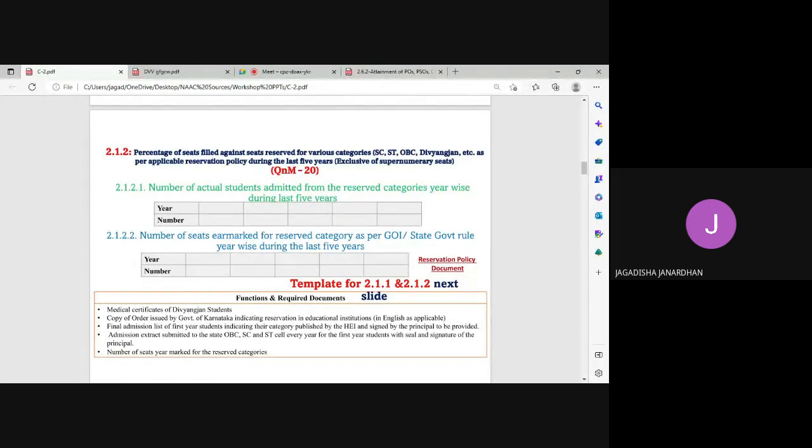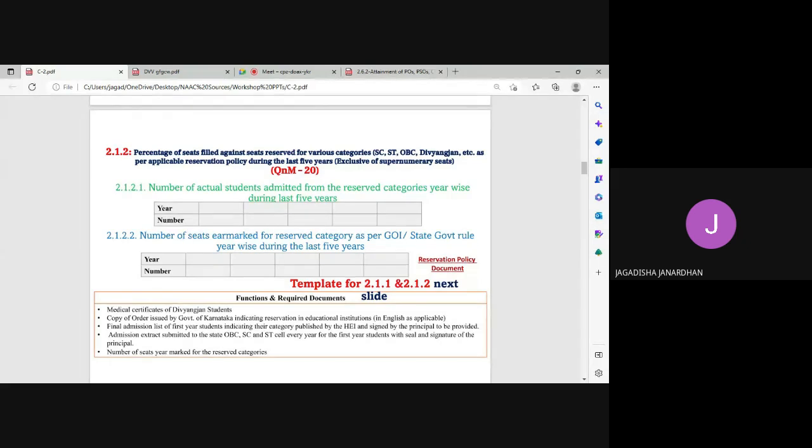So this is the format for providing the details about the reserved category students year-wise. The first two rows will be there, year and number. Year 21-22, in descending order, you will be mentioning another 4 years, and numbers out of the first year. Here also a few institutions make the mistake of entering the total number of students of all the 3 years or 4 years. It is not like that. It is also for the first year only.